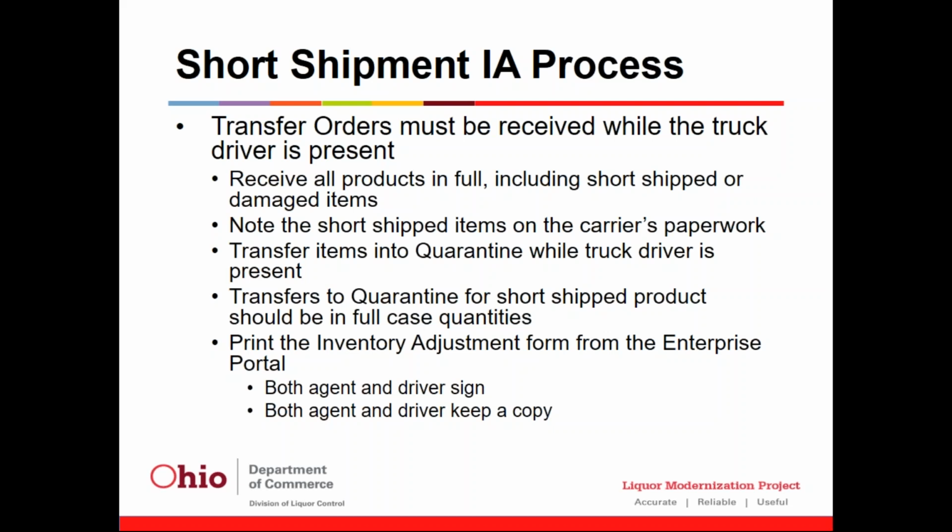You need to remember when you transfer to quarantine for short shipped products, the entire case is missing. So make sure that when you transfer the product, you transfer the full case worth quantity. So if you're doing it in bottles, it needs to be the total amount of bottles in that case, not just one. Once you're done, you then will print the inventory adjustment form from the enterprise portal. You and the driver will both sign it, and you will each keep a signed copy.